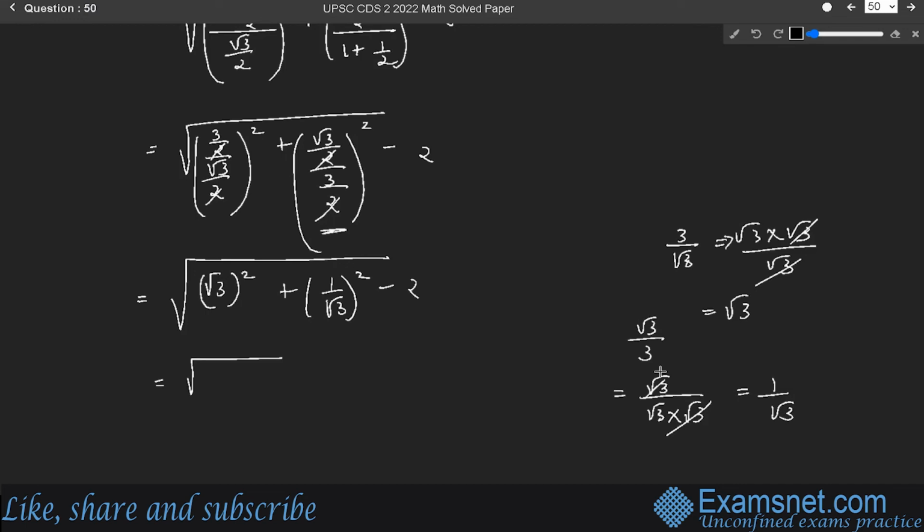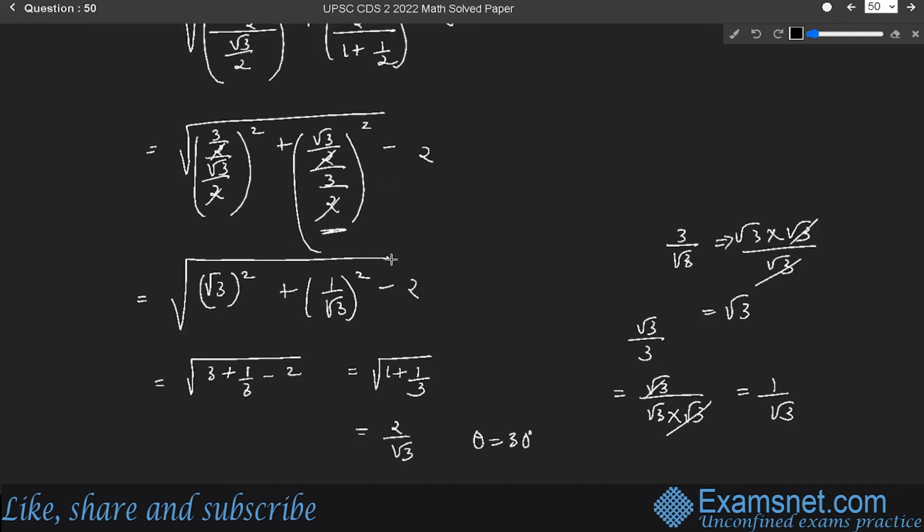Further solving, it will be equals to under root of 3 plus 1 by 3 minus 2, which is equals to under root of 1 plus 1 by 3, which is equals to 2 by root 3. This is the value when theta equals to 30.